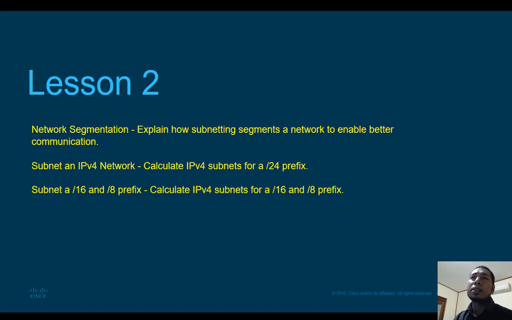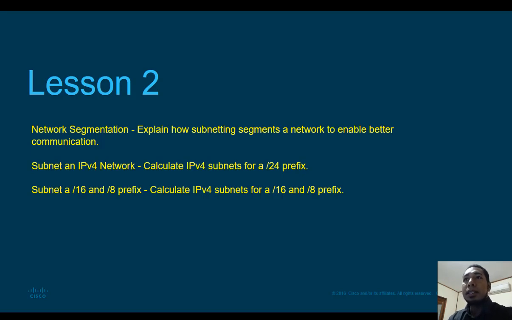And then we look at subnetting an IPv4 network. How are we able to calculate IPv4 subnets for a /24 prefix? This is sometimes known as classful addressing or classful subnetting, where we subnet based on octet boundaries. And then the last section of lesson 2, we look at subnetting a /16 and /8 prefix. Again, calculating IPv4 subnets for the /16 boundary and the /8 boundary.